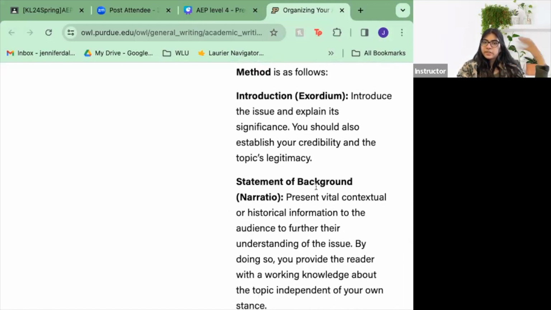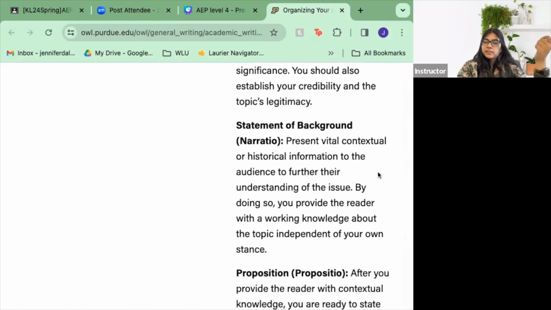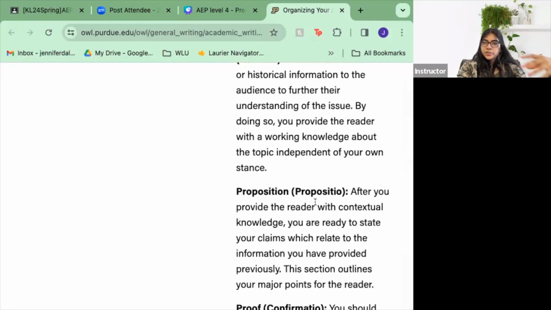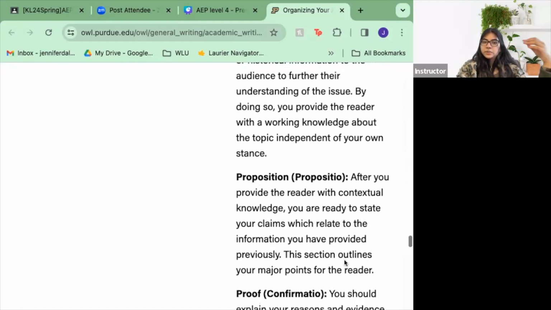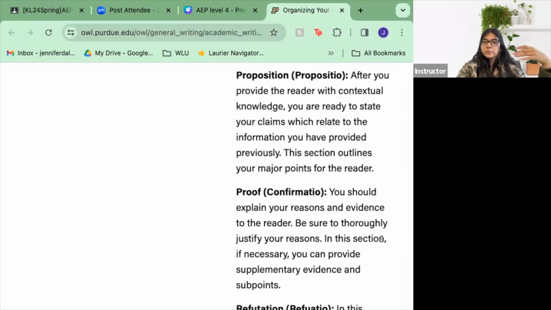And then you want a statement of background. So this is where you present the vital, contextual, or historical information. So really just adding your supporting details, using the context or information such as examples, things like that. So this is where they have the knowledge. Your proposition. After you provide the reader with contextual knowledge, you are ready to state your claims, which relate to the information you have provided previously. Okay, so your claims are going to be your supporting details, your 3 different kinds of claims within your paragraph. And now you want to back that up with proof.